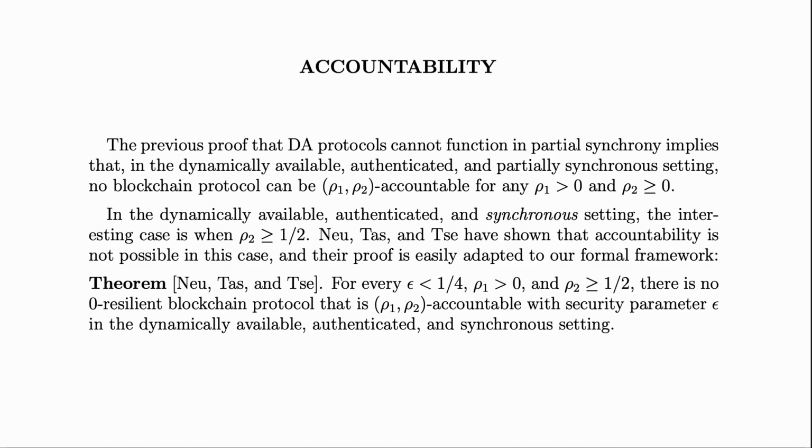You can do all the security parameters if you like. Basically, this just says that there's no 0-resilient blockchain protocol that's ρ1, ρ2 accountable with security parameter epsilon in a dynamically available, authenticated, and synchronous setting. So in the case of dynamically available protocols, there's nothing you can do in partial synchrony and nothing interesting you can do in synchrony either.